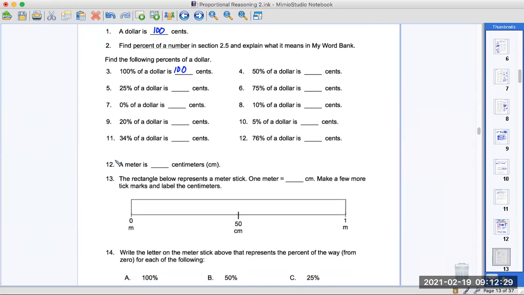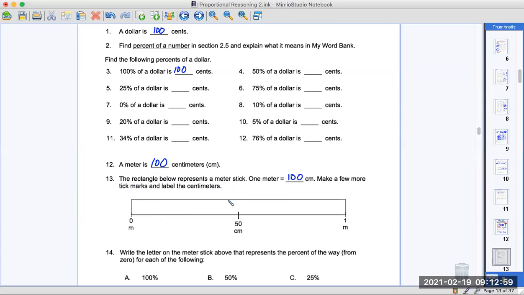And number 12, a meter is how many centimeters? It's also 100. A meter is 100 centimeters. That's why the metric system works easier. It's always out of 100. Okay, and then on this the rectangle represents 1 meter from here to here. Yeah, 1 meter. 1 meter is 100 centimeters.